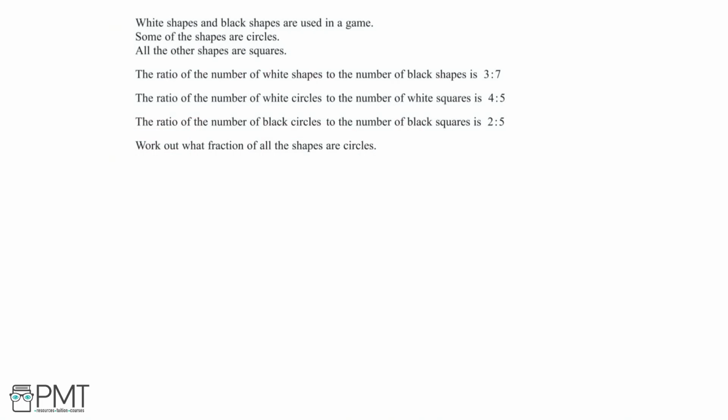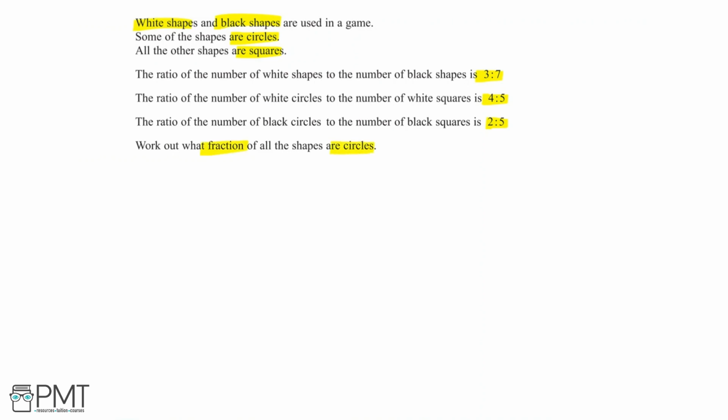In this question, we're told that white shapes and black shapes are used in a game. Now some of these shapes are circles, and the rest of them are all squares. And we're told that the ratio of the number of white shapes to the number of black shapes is 3 to 7. The ratio of the number of white circles to the number of white squares is 4 to 5, and the ratio of the number of black circles to the number of black squares is 2 to 5. We need to work out what fraction of all the shapes are circles.